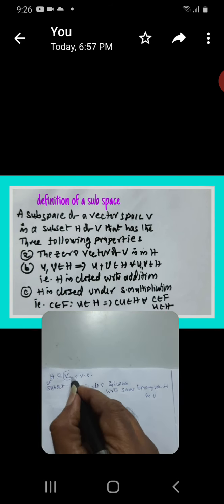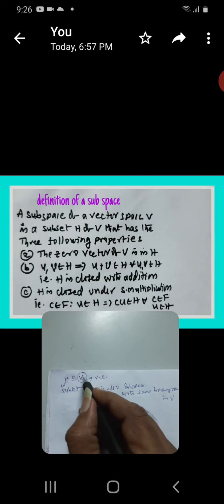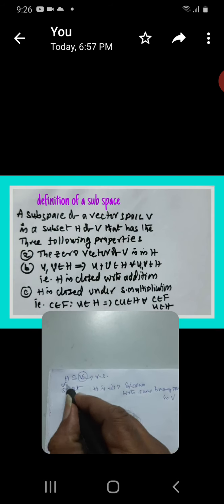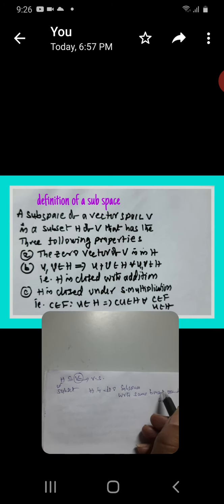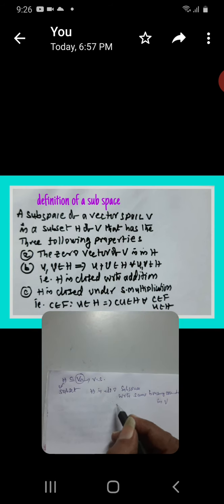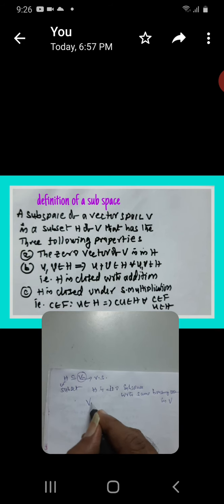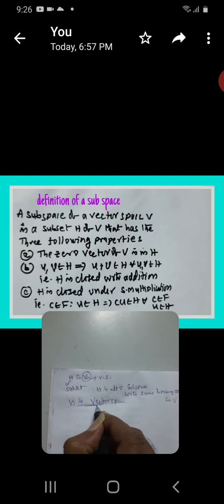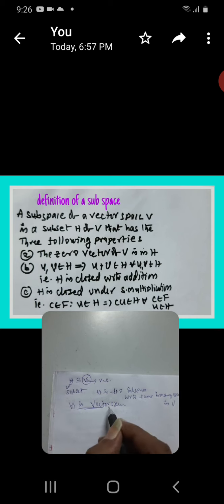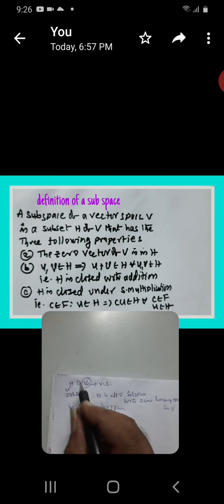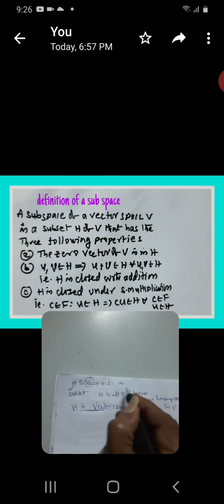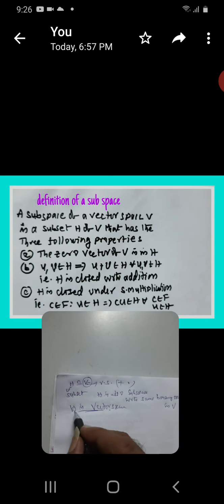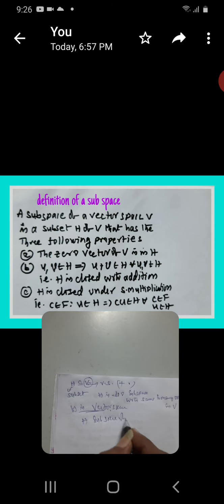With respect to that binary operation, H is also a vector space. H is a vector space. H also satisfies the vector space properties with the same binary operations in V, that is plus sign and dot. Then H is a subspace of V.